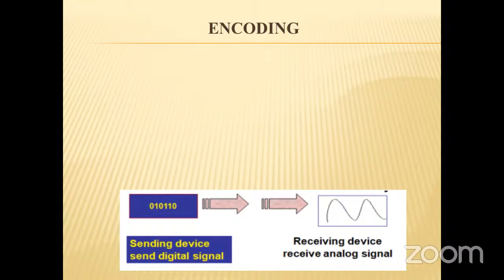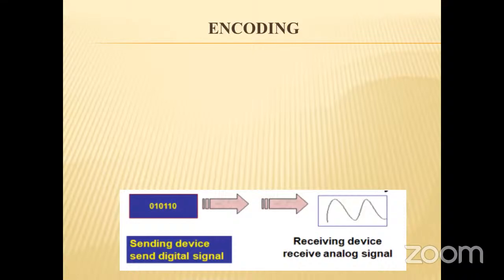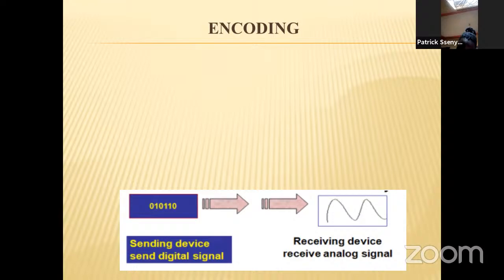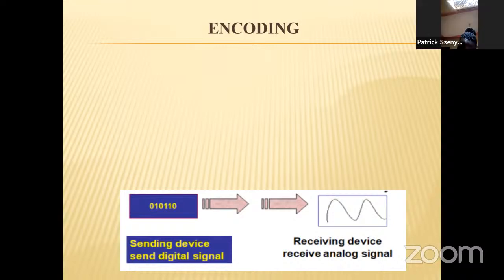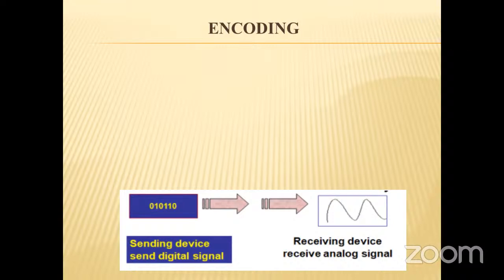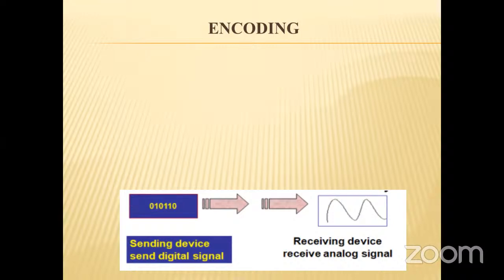As you're going to transmit your data, this data is supposed to be converted from digital to analog for the media or the channel to transmit it to the receiving device. So this process is called encoding. Encoding involves converting the digital signal to analog signal.